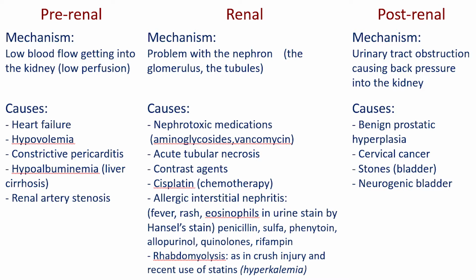Now let's come to the important category of the intrarenal causes of renal failure. Here the mechanism is a problem with the nephron itself, the glomerulus, the tubules. The most important cause is nephrotoxic medications. Famous groups of medications that damage the kidney are the aminoglycoside antibiotics: gentamicin, tobramycin, amikacin. Vancomycin is also another nephrotoxic antibiotic. Acute tubular necrosis follows states of prolonged very low blood pressure. Very severe hypotension for a long time will lead to tubular necrosis.